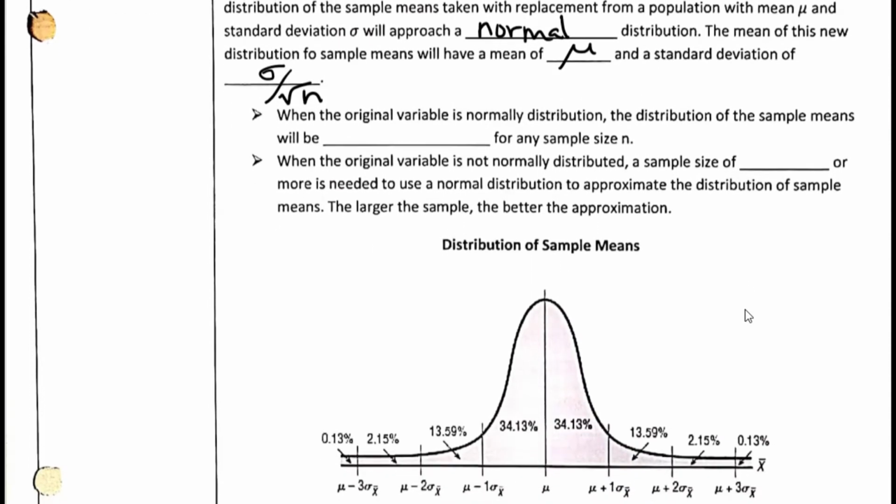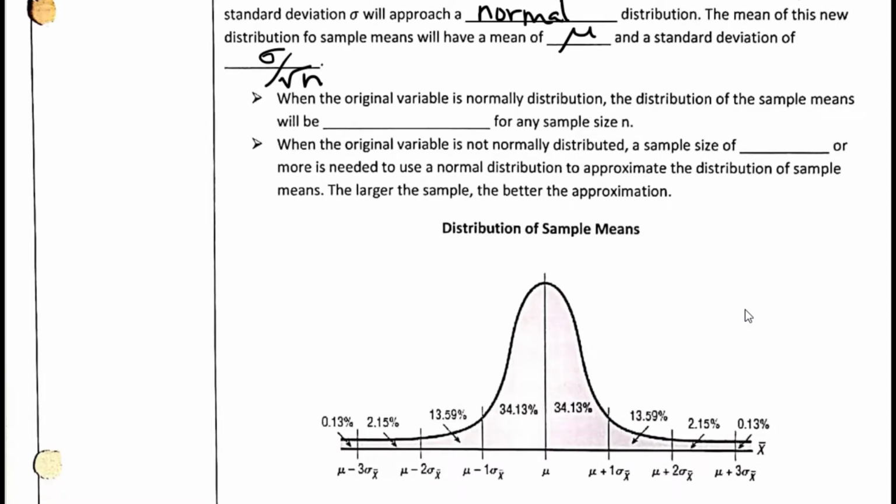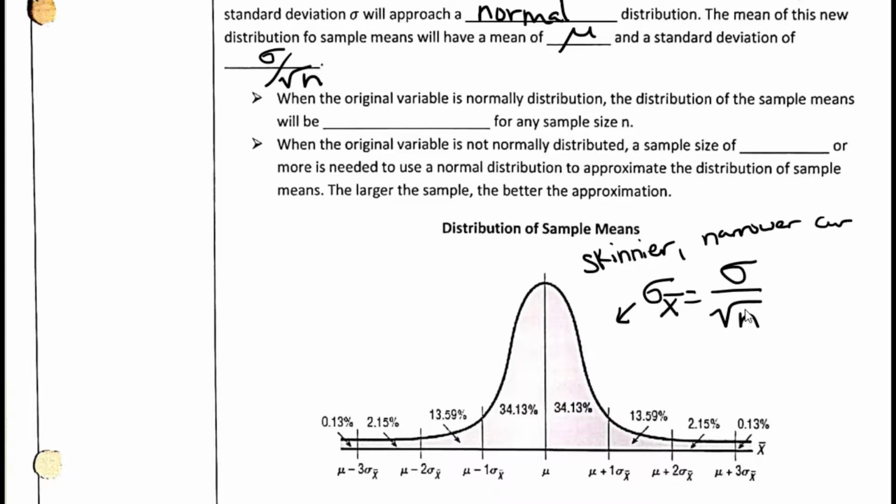All right, and I just provided you with another graph of the distribution of sample means. Notice that since the standard deviation is the original standard deviation divided by square root of n, this means that the curve is skinnier because the standard deviation is smaller. So we have a skinnier, narrower curve. And that's because the sigma x bar is actually smaller. So there's less spread.